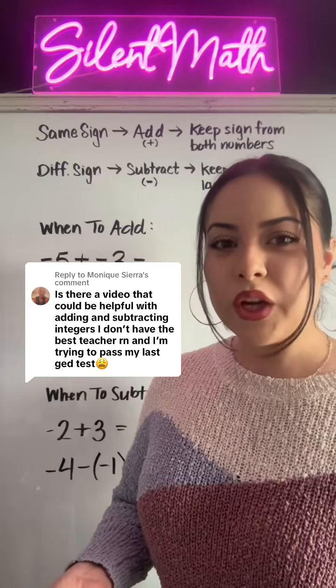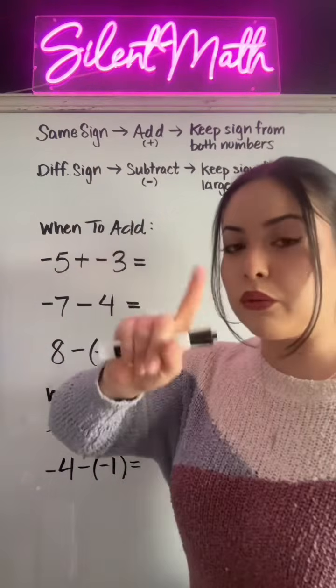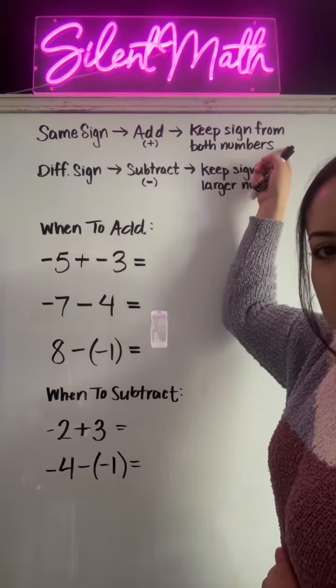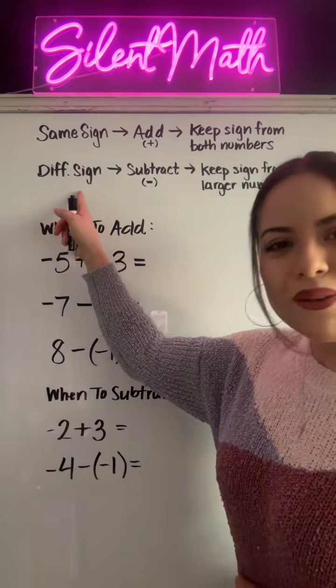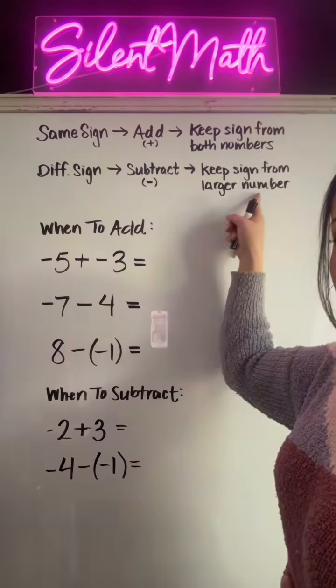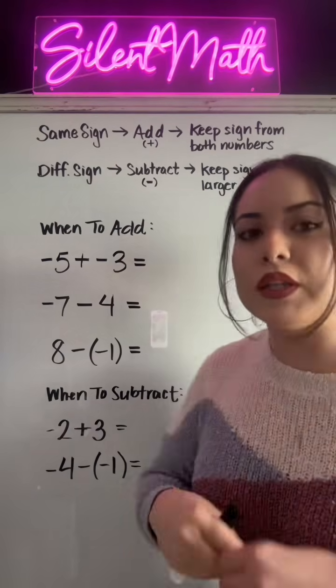The quickest way to learn how to add and subtract integers is by knowing these rules. Repeat after me. Rule number 1: Same sign, you're going to add, and you're going to keep the sign from both numbers. And rule number 2: Different sign, you're going to subtract, and you're going to keep the sign from the largest number. These are some examples of when you're going to add.